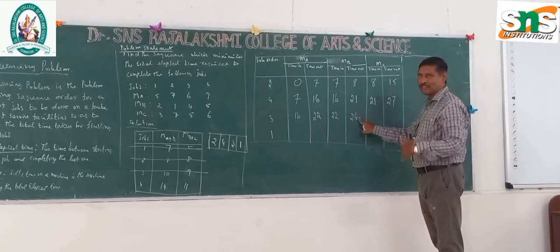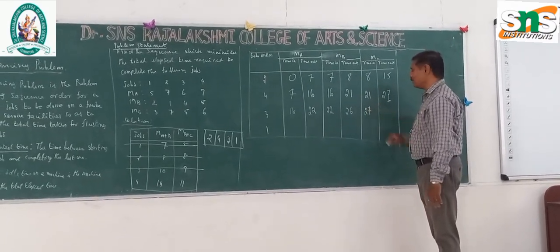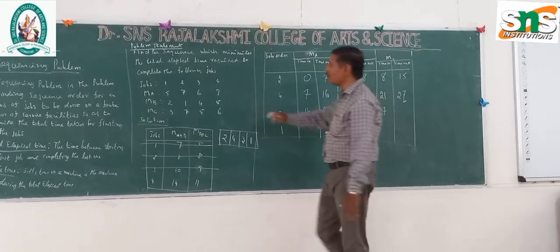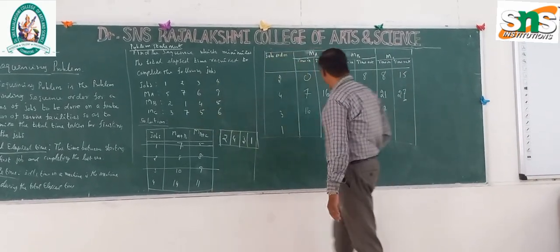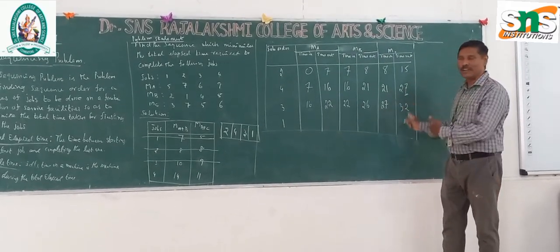But here 26 is completed, but still the machine is running. Then after completing, we start the work on machine 3. So when we complete the third job on machine 3, it is 5 hour duration. So 27 plus 5, 32.